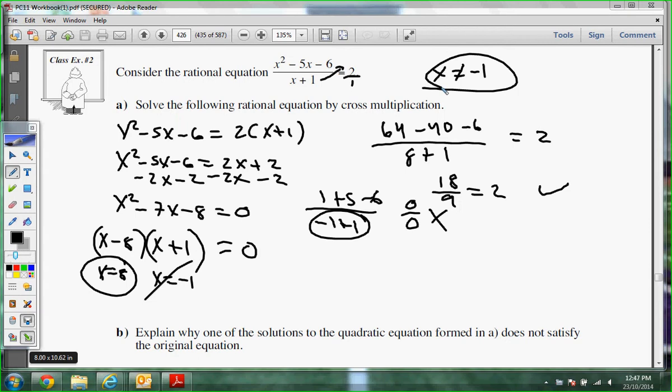Okay, all right, so part B says, explain why one of the solutions to the equation formed does not satisfy the original equation. Why was it? It's a non-permissible. That's what that basically wants you to say. It's a non-permissible. All right, only have 2 examples left, so shorter day.